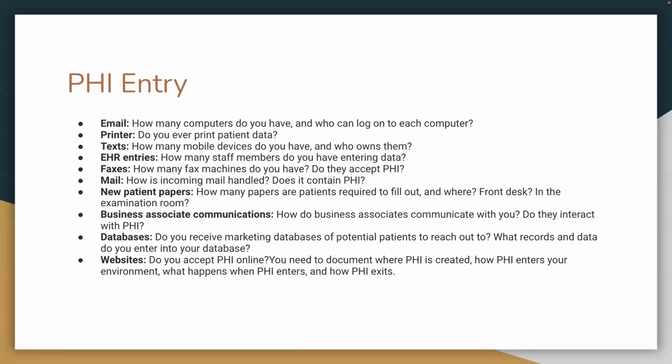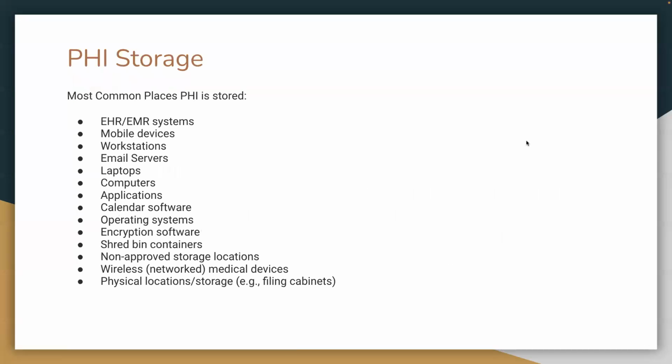Now, once you have all the entry points, where will the data go? These are the exact locations you need to look for. These are the most common places where PHI is stored: EHR and EMR systems, where EHR is electronic health record and EMR is electronic medical record. Then mobile devices, workstations, email servers, laptops, computers, applications, calendar software, operating systems, encryption software, shared bin containers, and non-approved storage locations. Non-approved storage locations are also crucial.